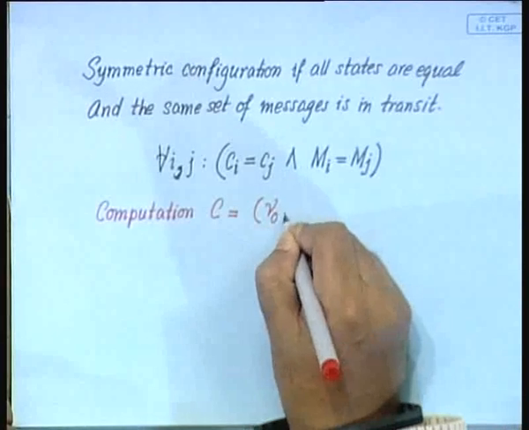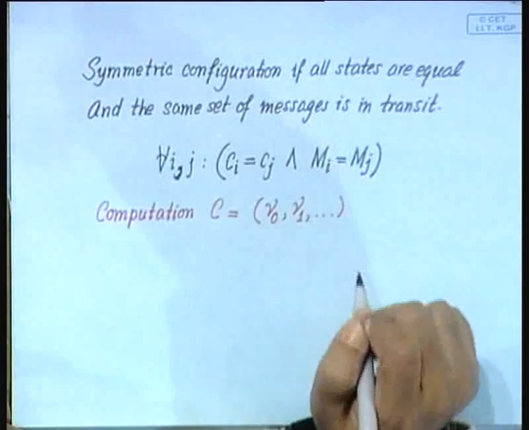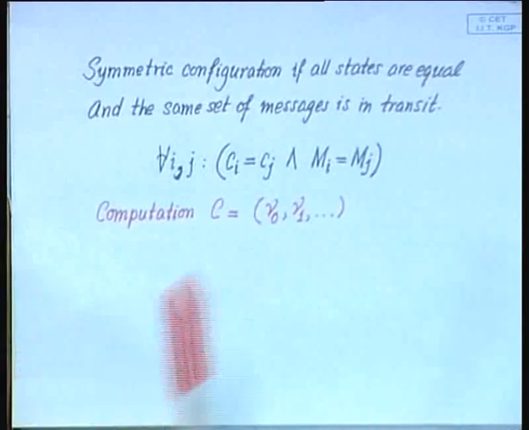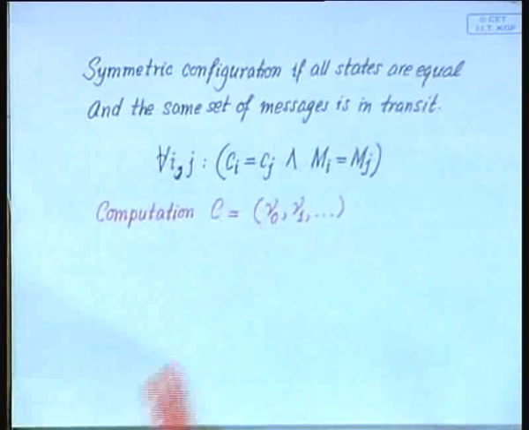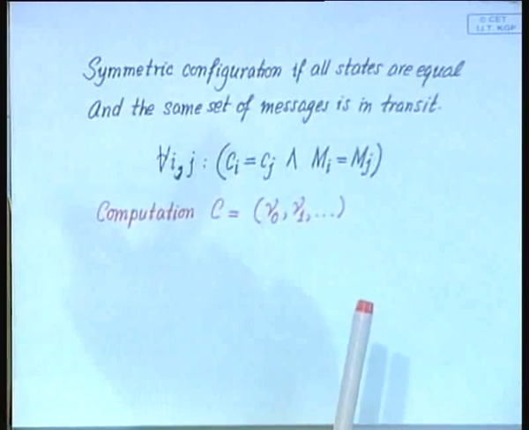So, all right. What we are going to show is that if the initial configuration is symmetric, then there exists a computation in which every configuration of the computation is symmetric.